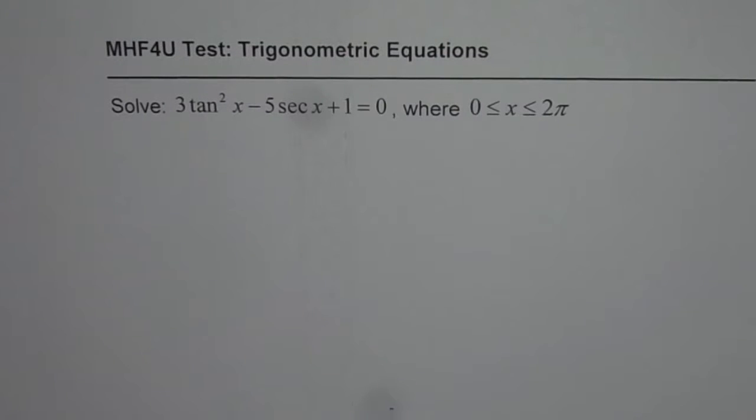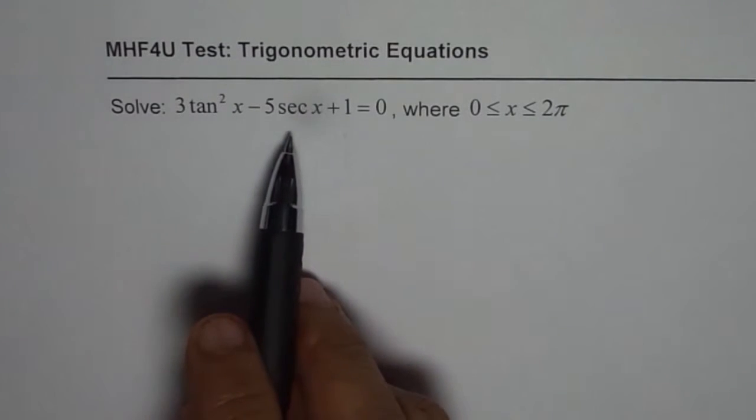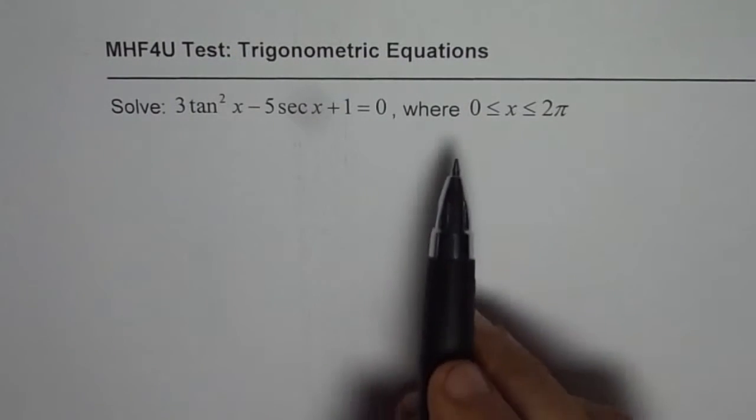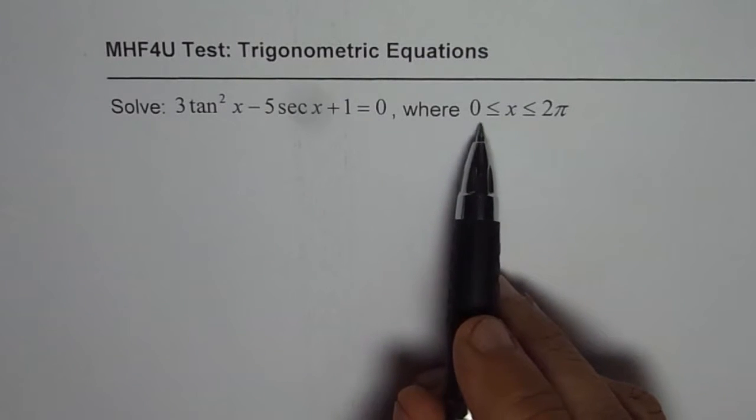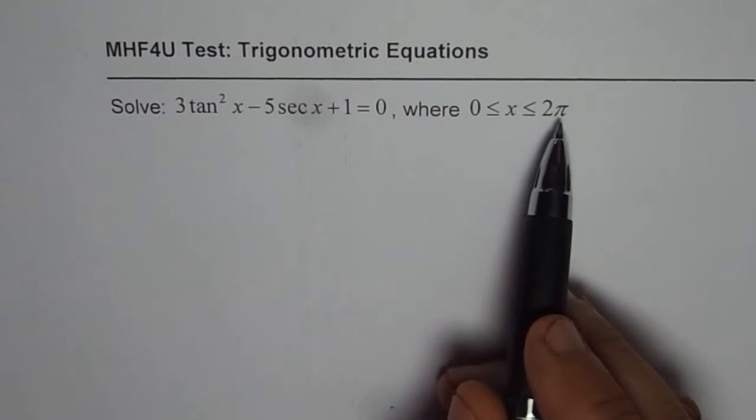I'm Anil Kumar, and here is a trigonometric equation from a previous test paper. Solve 3 tan square x minus 5 secant x plus 1 equals 0, where x is greater than or equal to 0 and less than or equal to 2 pi.